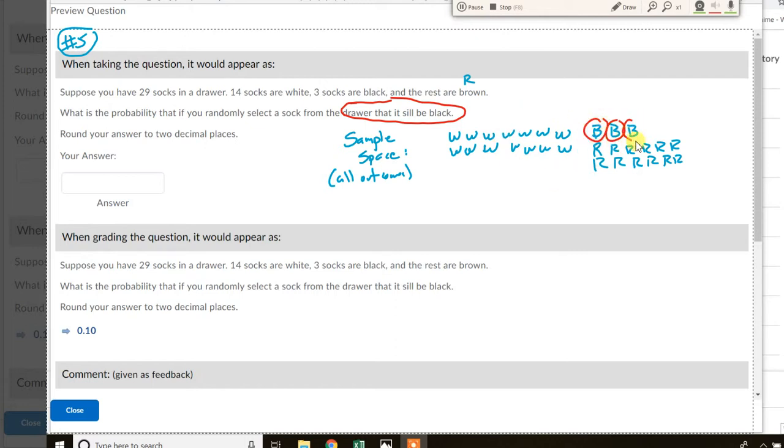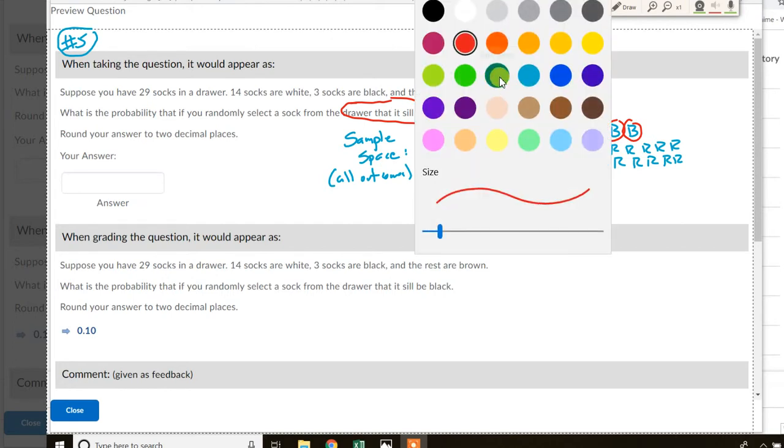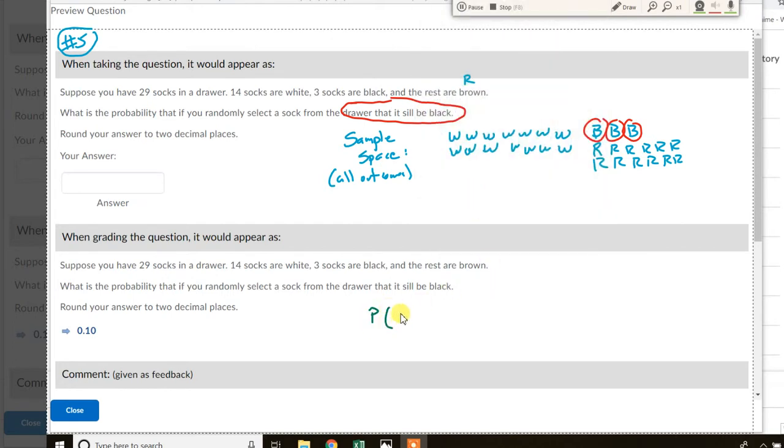These 3. So if we follow the definition of what a probability is, the probability of getting a black sock out of this particular drawer is going to be the number of outcomes in the event, divided by the number of outcomes in the sample space, meaning the number of outcomes in total.